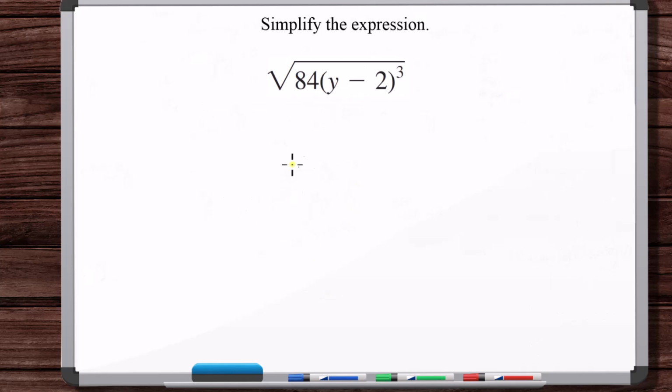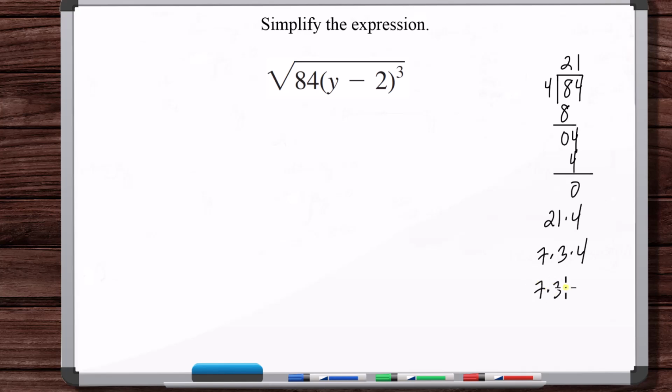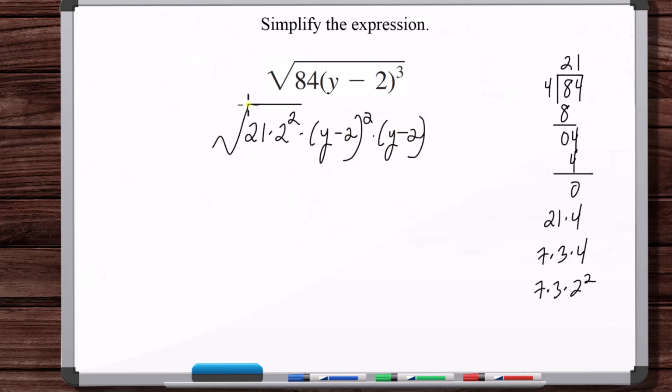Okay, let's see. So we've got 84, that should be divisible by 4. Okay, so 21 times 4, 7 times 3 times 4, 7 times 3 times 2 squared. All right, so 21 times 2 squared, and then we've got y minus 2 squared, and then y minus 2.